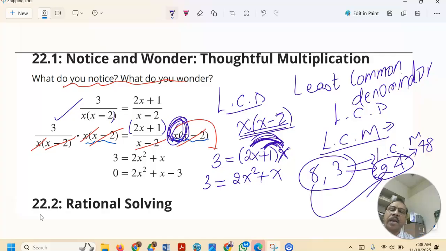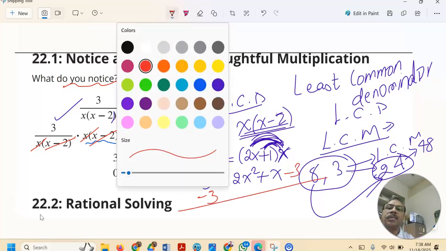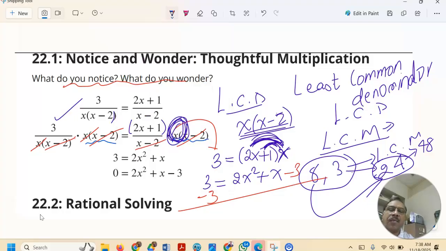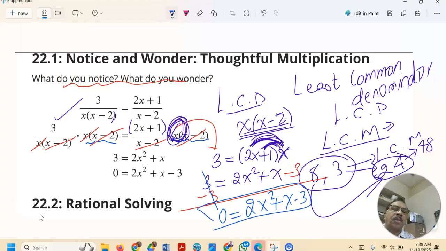What you notice means these are the steps being taken. The next one, you subtract 3 from both sides. I'll write that here. Both sides basically means you're left with 3 minus 3 going away, you get 0, and 2x squared remains, plus x. So this is the meaning of what you notice and what you wonder.